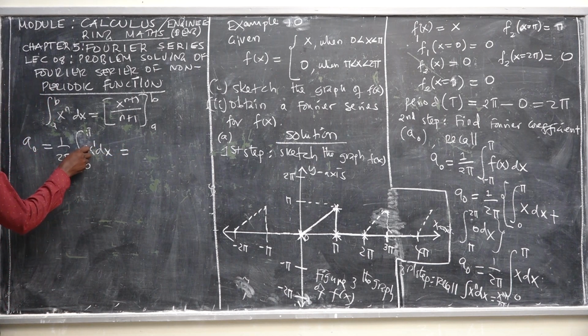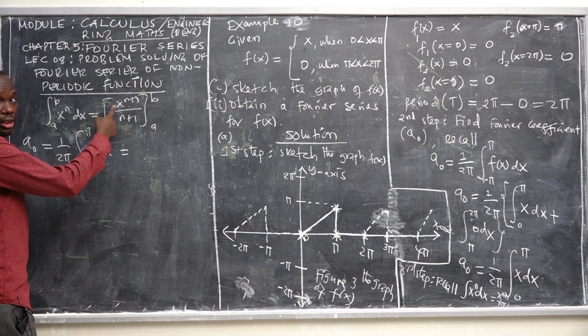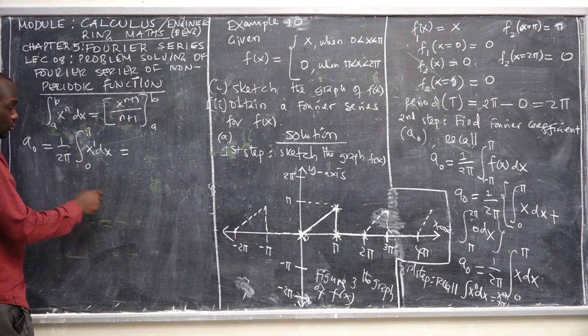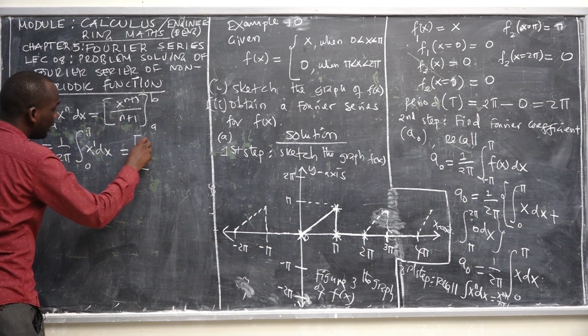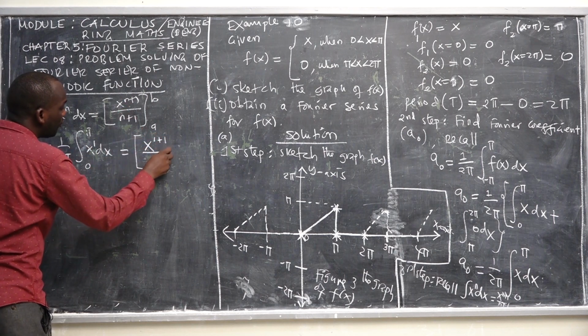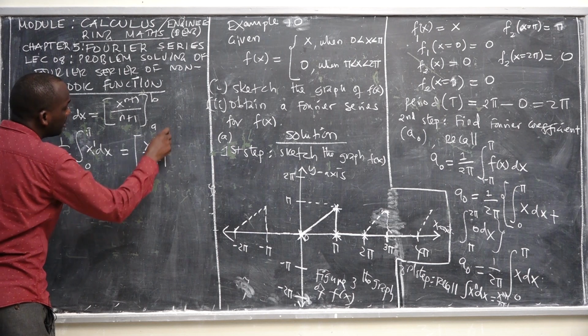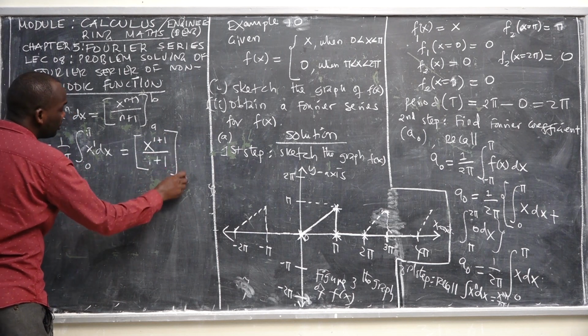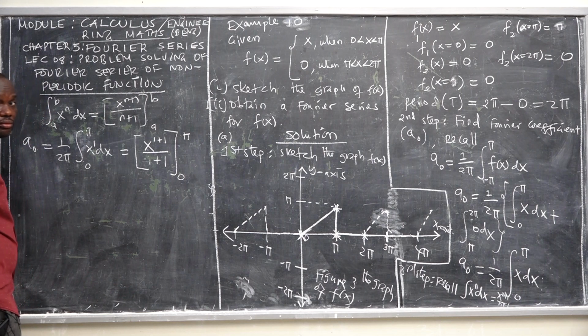If we integrate x to power 1, we use this formula. The value of n is 1. So if that's the case, we have x to the power of 1 plus 1 over 1 plus 1, limits from 0 to pi. No need for you to claim. Then this is a naught.